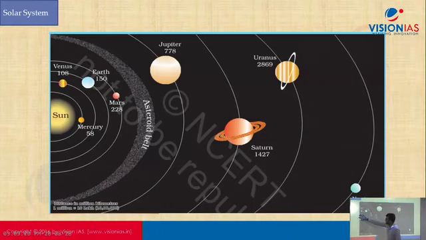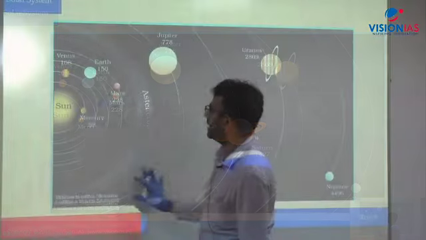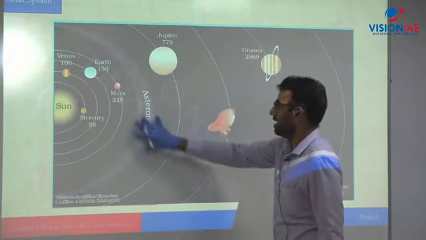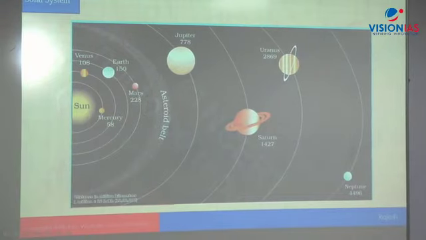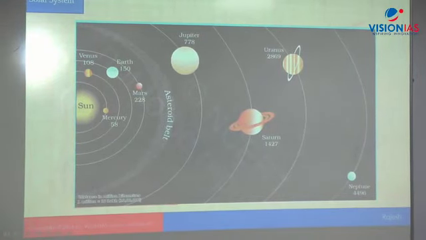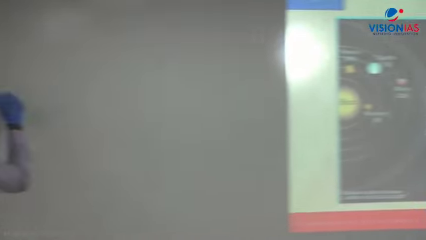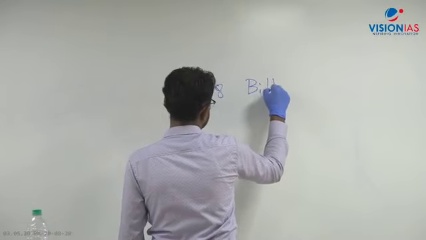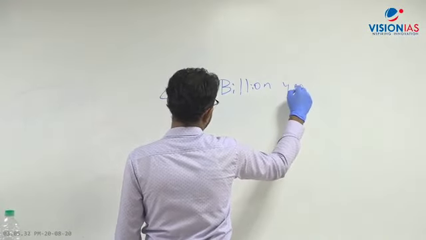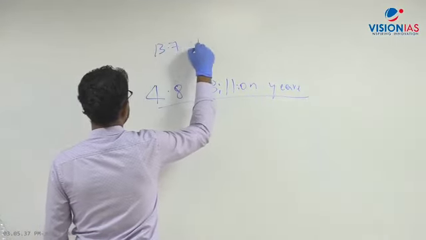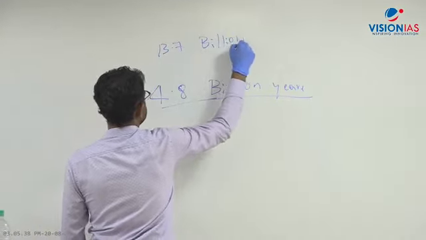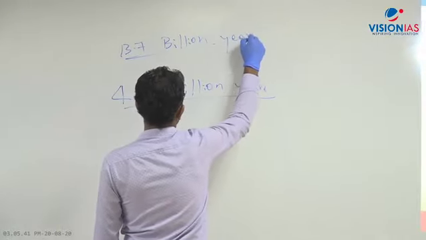We have the sun and the 8 planets and their satellites, and in between we have different bodies. All of them together, it is the solar system. है ना? So it's basically our solar system. And what is the age of the solar system? 4.8 billion years. And 13.7 billion years is the age of the universe.